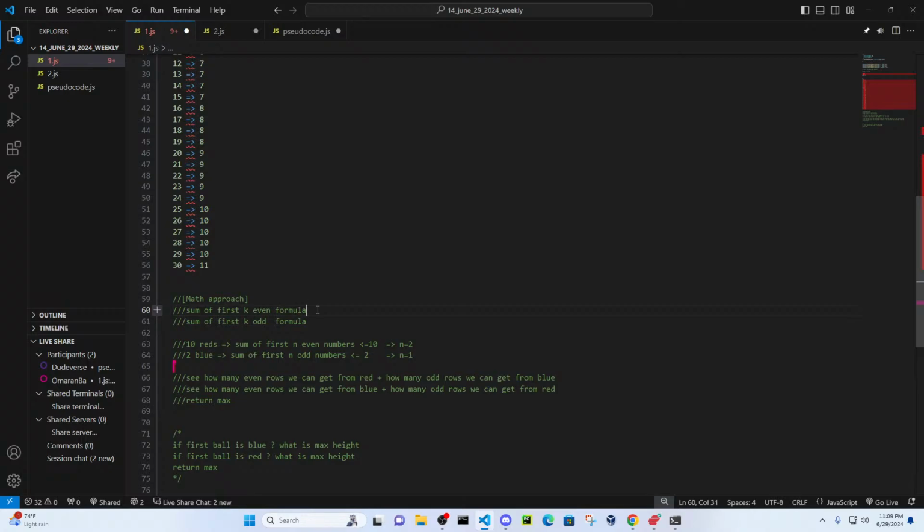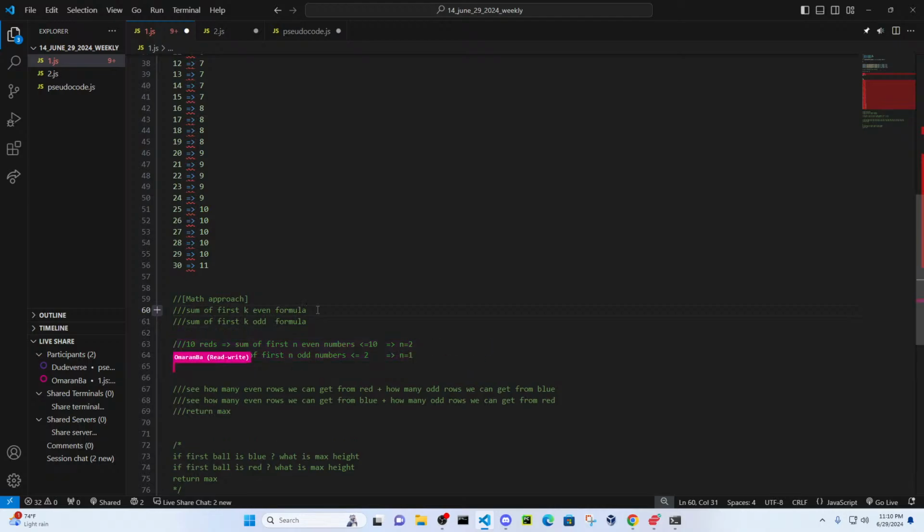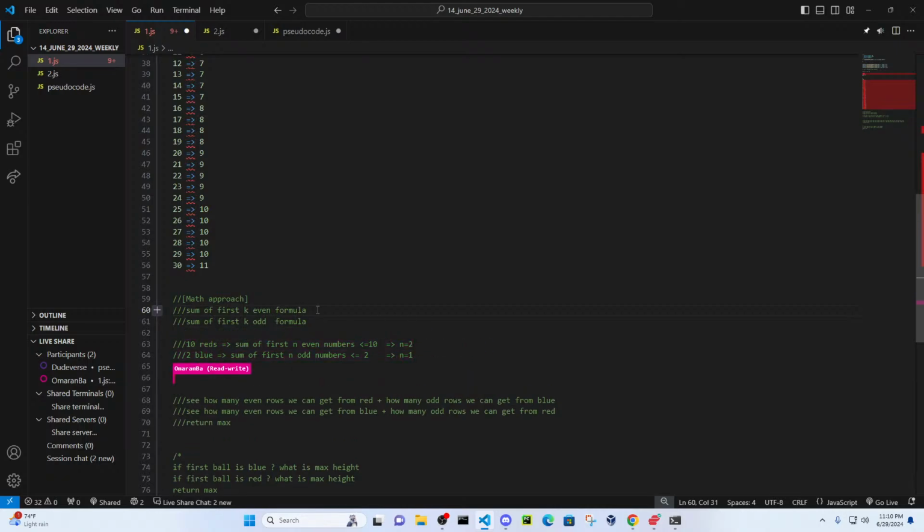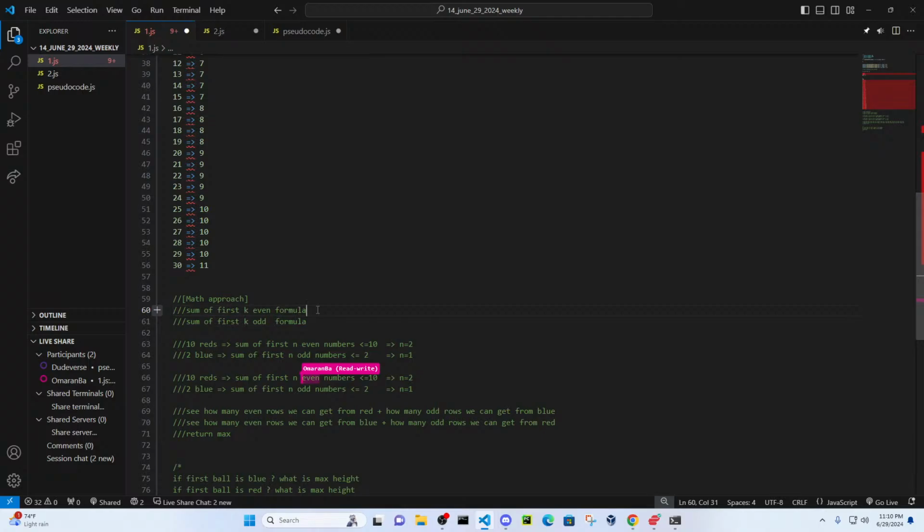So you're finding out how many even rows you could make with the reds, and how many odd rows you could make with the blue. Yeah, then you reverse it: how many even rows you can make with blue and how many odd rows you can make with red. Whichever triangle is higher, you pick it. So the first triangle is like this. Then you reverse the process. You make this for odd and this for even.